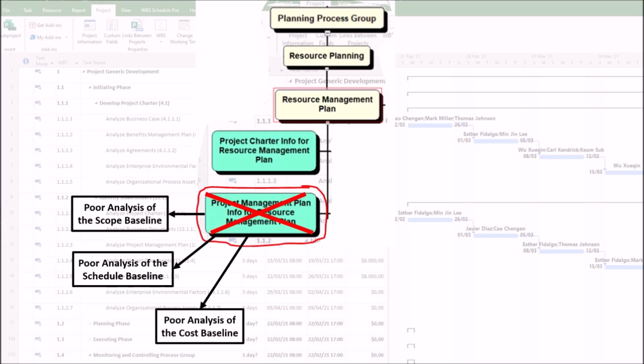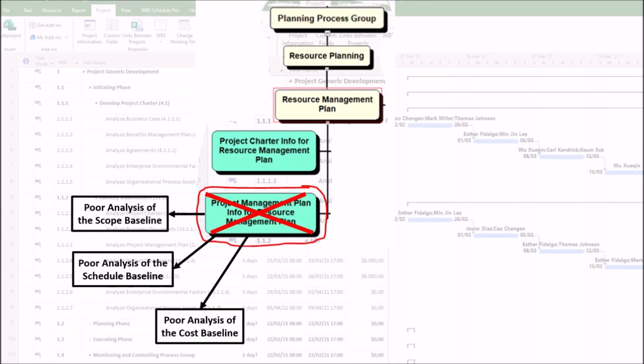3. Poor analysis of the cost baseline or budget. Because the resource plan is a major cost driver, ignoring budget constraints can result in, first, planning for gold-plated resources. You may plan for a team of high-level, expensive consultants when the budget only allows for a mix of mid-level and junior staff. Second, lack of contingency budget.